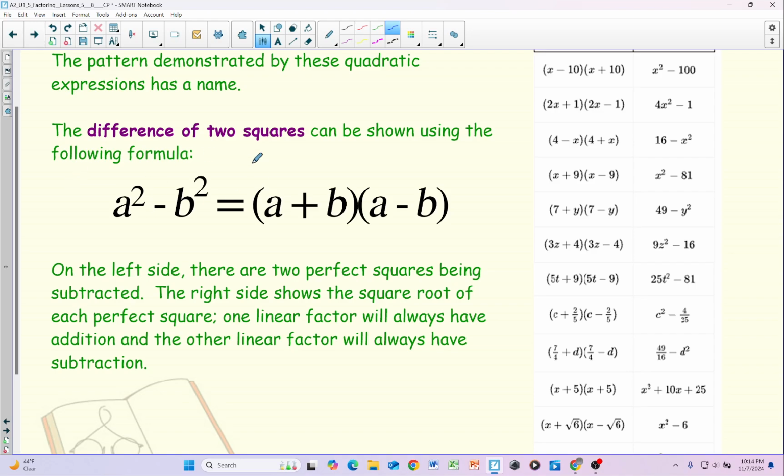And here's the ultimate formula. If you have an expression composed of two terms, where the two terms have a difference and they are both perfect squares, then they can be written in factored form using the square roots of both of those numbers. And the reason why it works, as I've said all lesson long, is because you have a plus b and a minus b that causes the middle terms to cancel out.